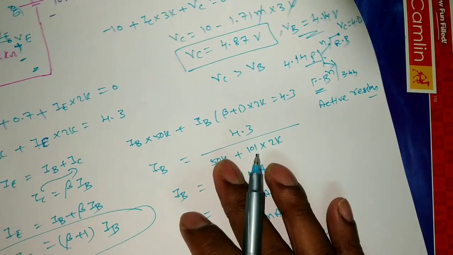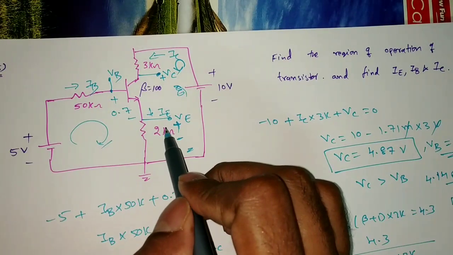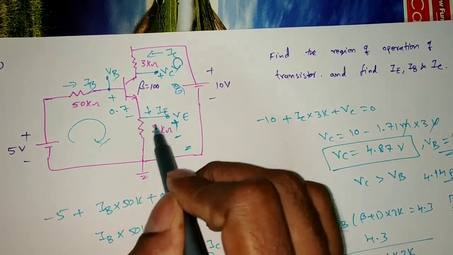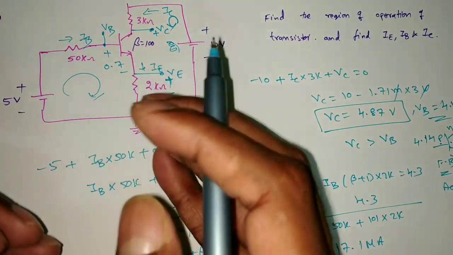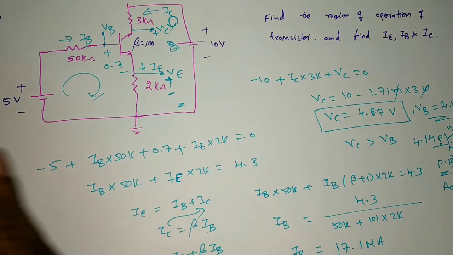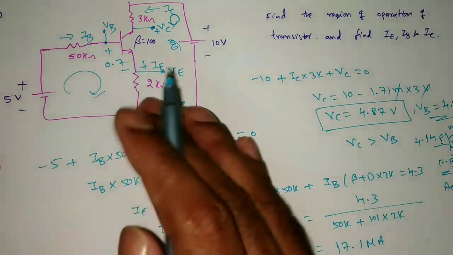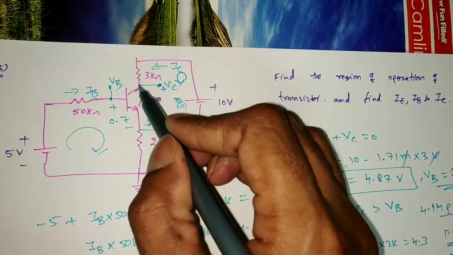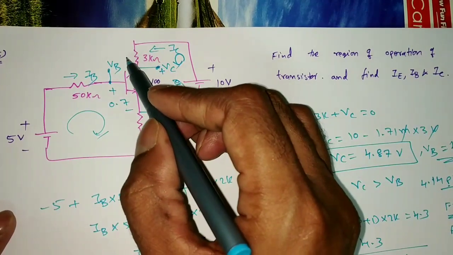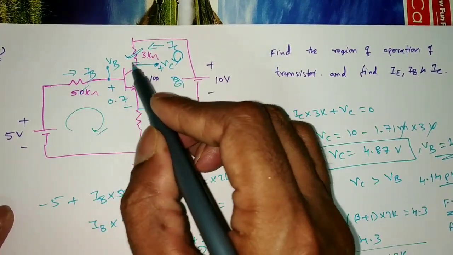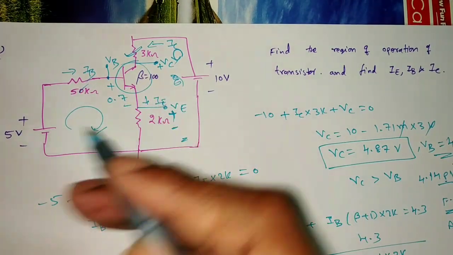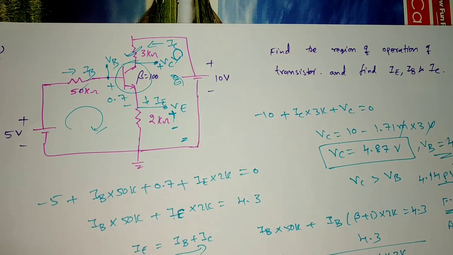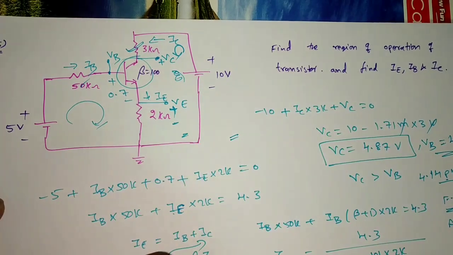So the difference between the previous problem and this one is, by adding this emitter resistance, the transistor is changing its mode of operation from saturation to active region. So by changing a passive component value, we can change the transistor mode of operation, because the current is changing, so voltages will change, right? So this is about these five problems.